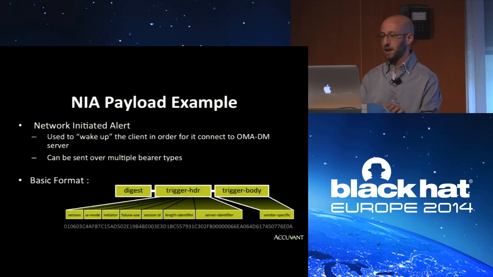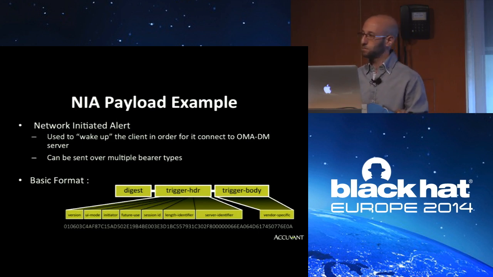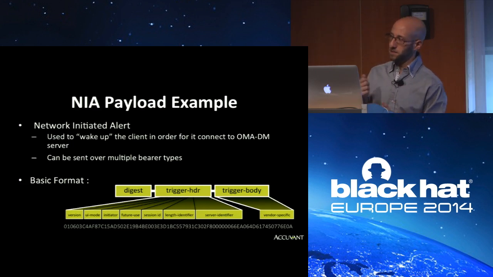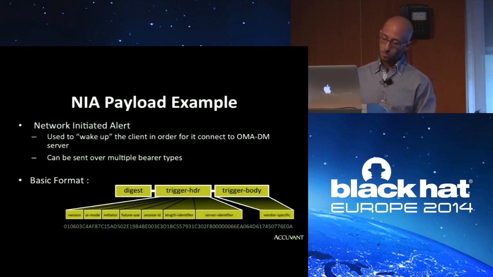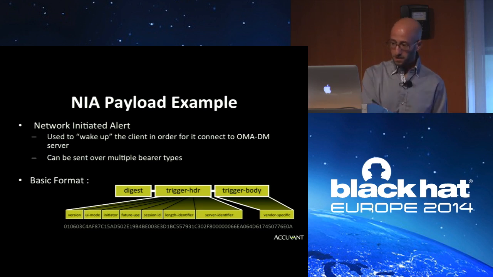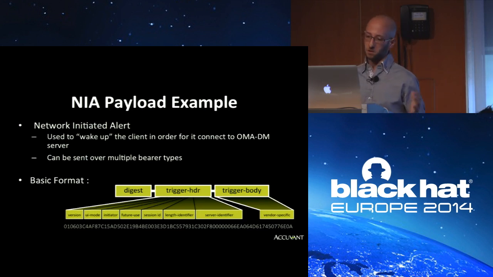So I'll give you an example of what an NIA looks like. As I said earlier, they're just used primarily to wake up the client. It's like, hey, I need you to talk to your server. It can be sent over a bunch of different bearer types; I've seen it over SMS as well. The basic format is shown there. We have the header, trigger body, trigger, and what's supposed to be the digest in there. At the end of it, there is also the server identifier. This allows a user or a carrier to ask the client to talk to different servers depending on what's configured.